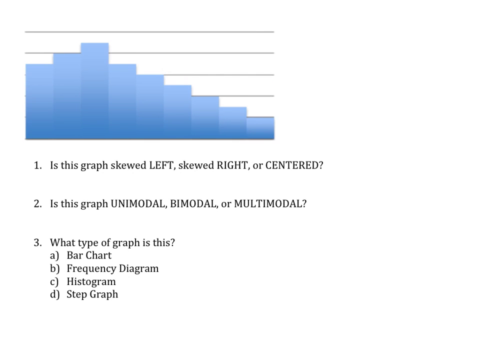Alright, so we got a little graph here, and we got 3 questions. Number 1, is this graph skewed left, skewed right, or centered? 2, is this graph unimodal, bimodal, or multimodal? And 3, what type of graph is this? A bar chart, frequency diagram, histogram, or a step graph? Teachers, please pause the video here and let students answer these 3 questions, and then I will go over the answers in a bit.